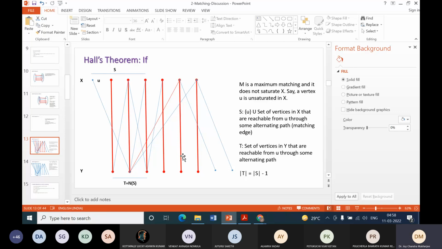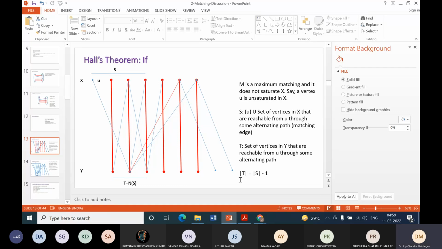So I will repeat this logic. Except U, all other vertices in S are reachable from U through T through some matching edges. So this vertex is matched to this vertex, which is matched to this vertex, which is matched to this. So that is why |T| is |S| minus 1. This 1 comes from U, because U is an unmatched vertex, an unsaturated vertex.